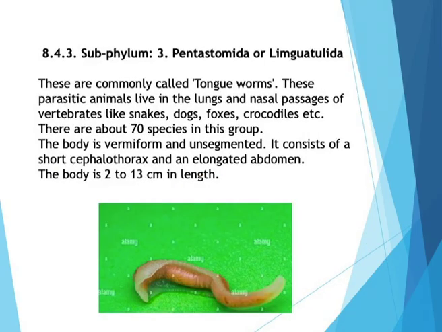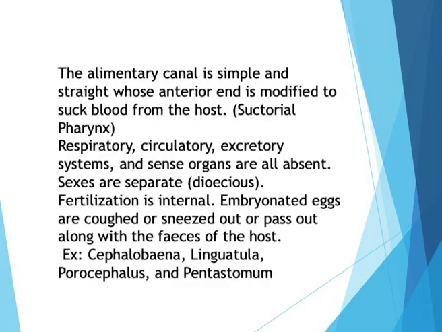Subphylum 3, Pentastomida. These are commonly called tongue worms. These parasitic animals live in the lungs and nasal passages of vertebrates like snakes, dogs, foxes, crocodiles, etc. There are about 70 species in this group. The body is vermiform and unsegmented. It consists of a short cephalothorax and an elongated abdomen. The body is 2 to 13 centimeters in length.